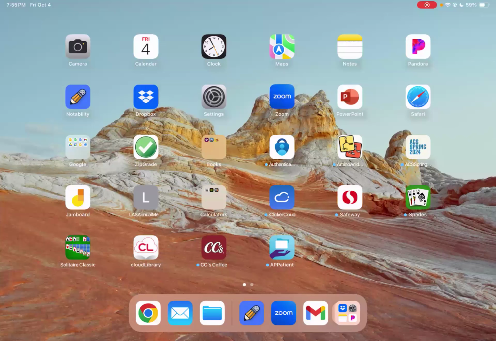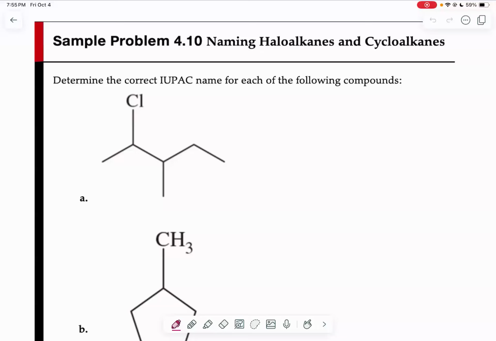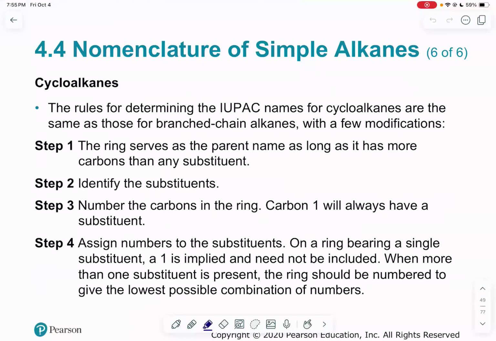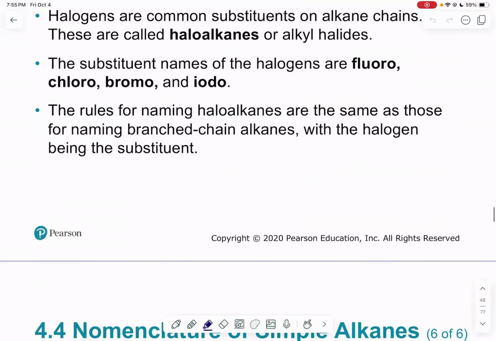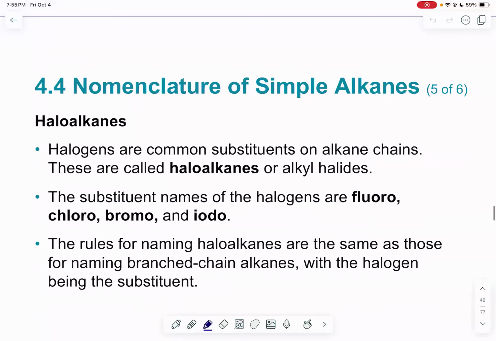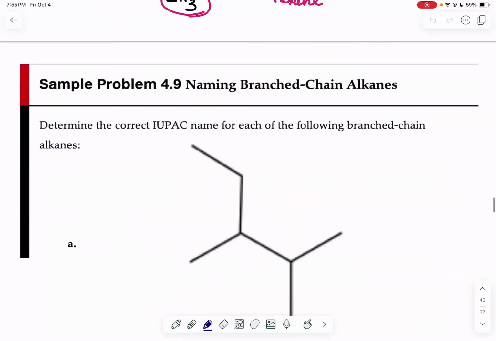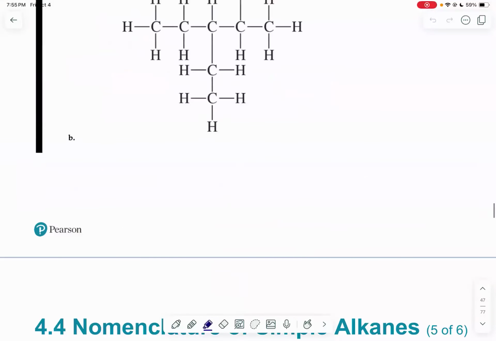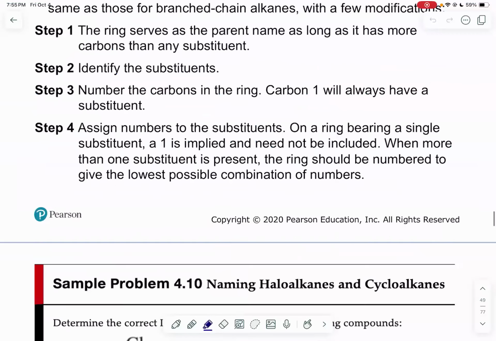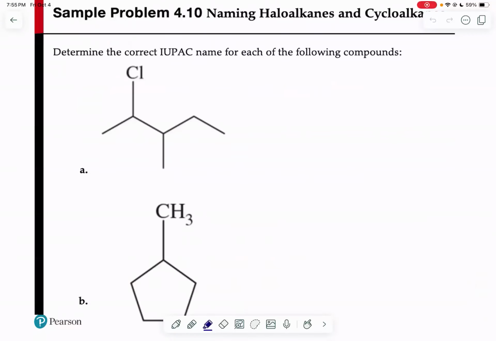A few people have asked for some extra examples on naming alkanes. So I'm just going to give you a few little pointers and I'll do a few examples as we go. Remember to go back to your notes and to use the instructions that are here. So that's cycloalkanes, but there's also nomenclature of regular alkanes, right? I'm just picking a few examples and we'll use these just to show the concepts.